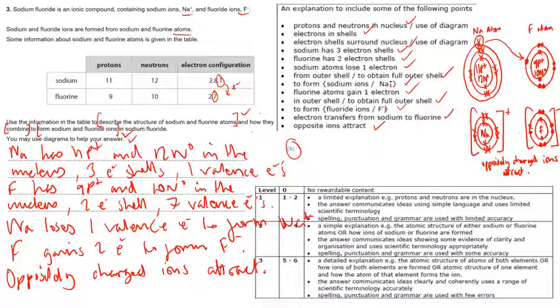If we look at the second part of the mark scheme, it says here that to get 6 marks, you only need one of the following. So a detailed explanation of the atomic structure of the atoms of both elements. So we've done that at the top here. Or how ions of both elements are formed. So we've done that at the bottom. So we've actually done more than what is needed. So we definitely would have got 6 marks there.